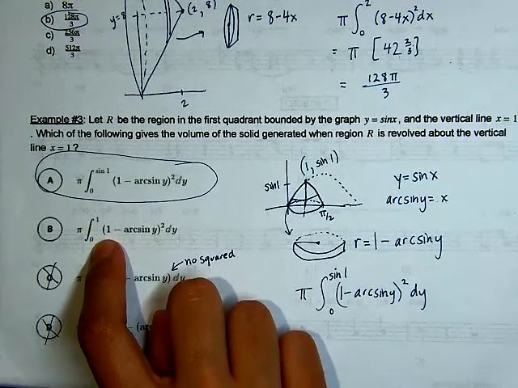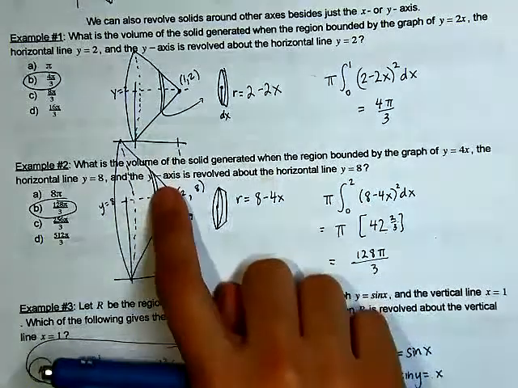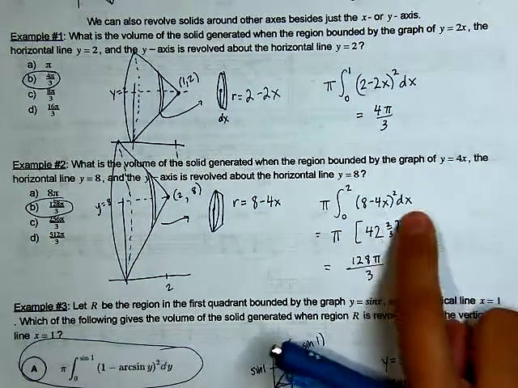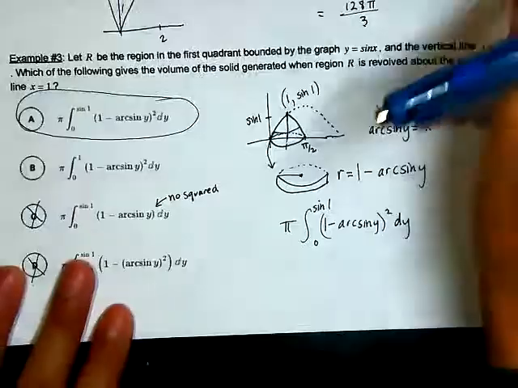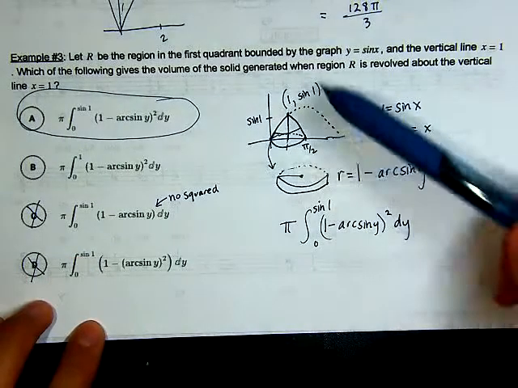So please be careful whenever you have vertical slices, such as the previous problems, your limits are on the x-axis and everything needs to be with respect to x. When you have horizontal slices, everything needs to be with respect to y and your limits need to be on the y-axis.